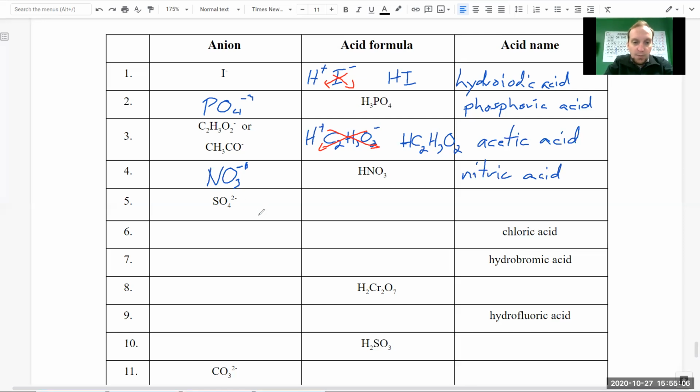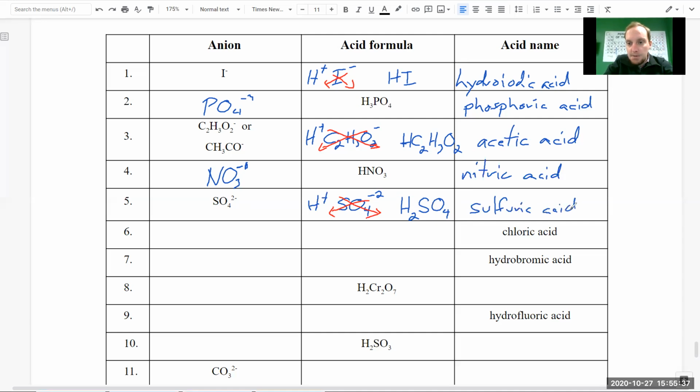The next one, SO4 with -2 charge. H is a +1. SO4 has a -2 charge. Again, crisscross or swap and drop, whatever you want to call it. What we're going to end up with is H2SO4. I do not need parentheses around the SO4 because there's no additional number out here. It would just be a +1. So it's H2SO4. Again, this is called sulfate. So this is sulfuric acid.